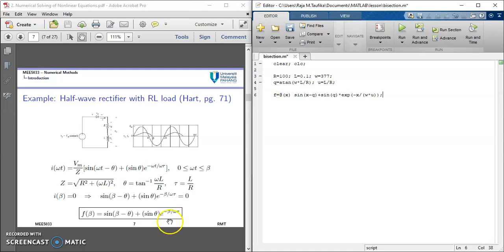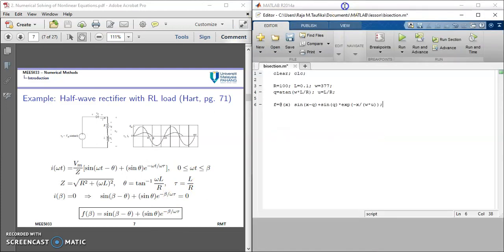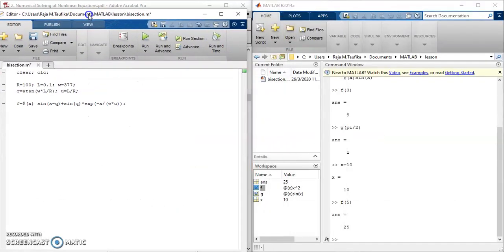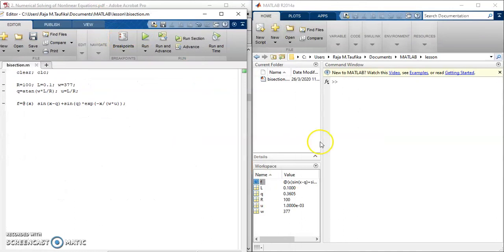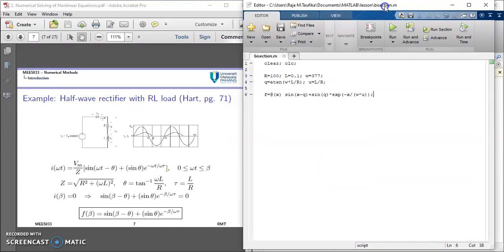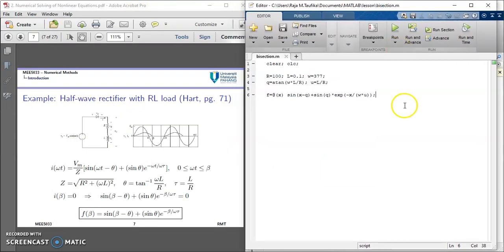Okay, let's run up to this line and see what we get so far. Basically the function handle has already appeared in the workspace. So far so good. Next we can proceed with the bisection algorithm. So let's write some notes here.